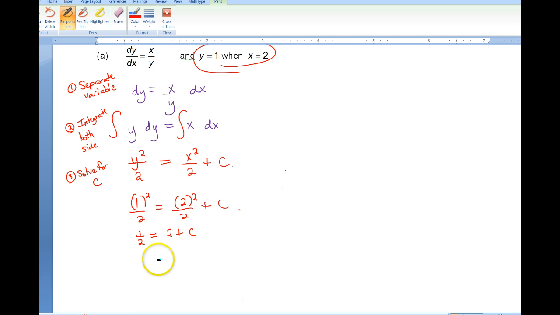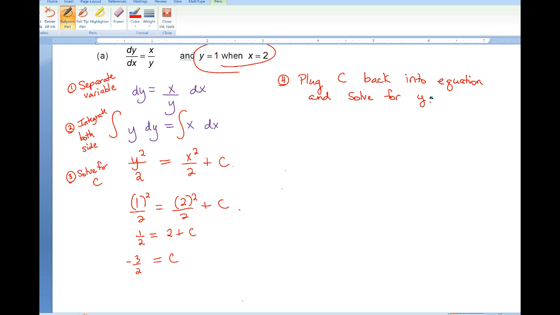So if I subtract 2, what's a half minus 2? Good. Okay, now this is where, so step 4, we're going to plug c back into the original. Yeah, we're going to plug c back into the equation and solve for y.